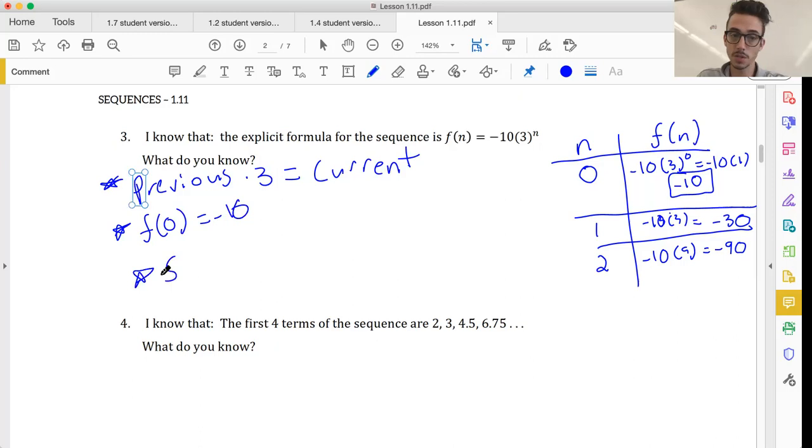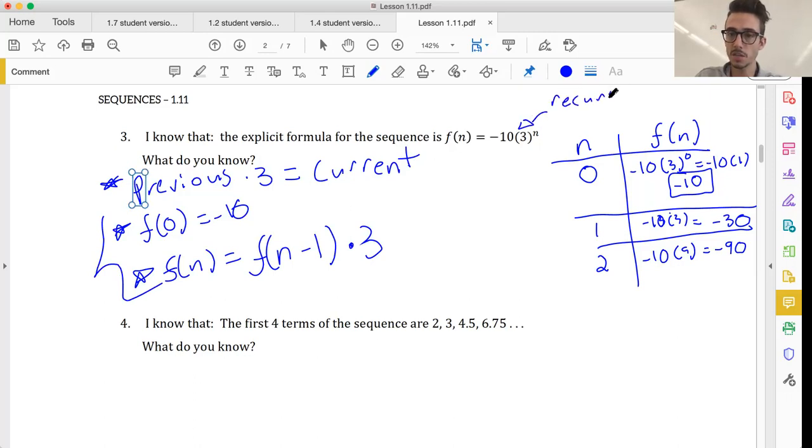And so in function notation, f of n, what do you think? What can we put in here? Well, we're talking about our previous term, so let's use f of n minus 1. Multiply that with 3. Got a nice little explicit equation there. This is actually given as the recursive, which is fine. Just noting that it's recursive, we can plug in any number for n.